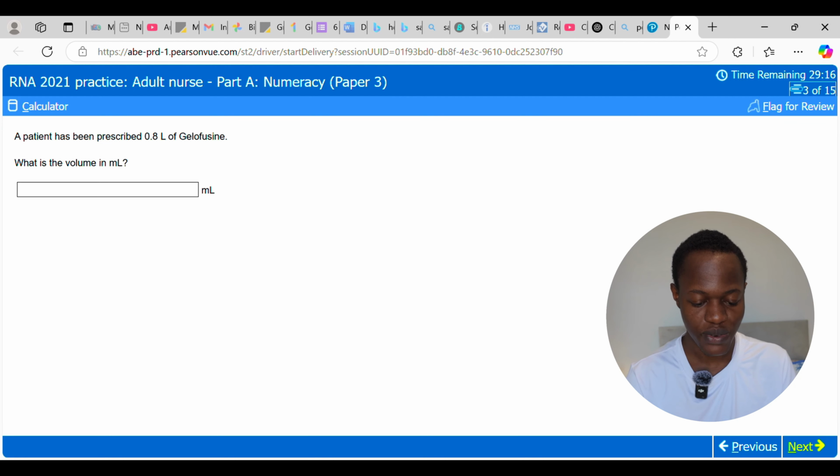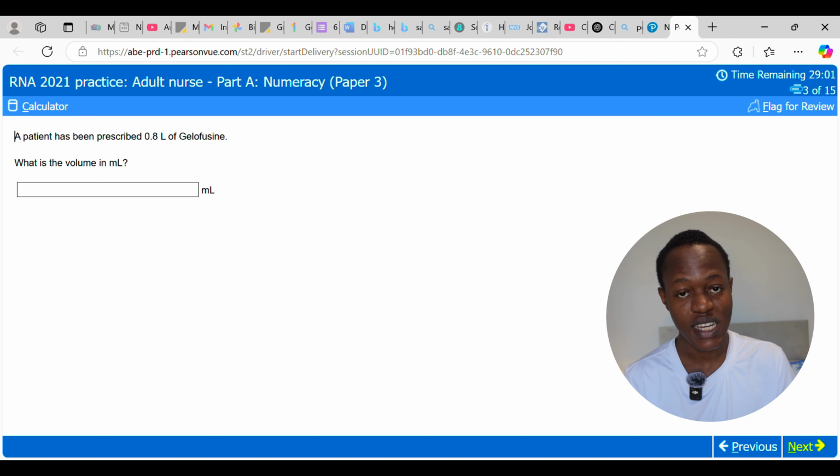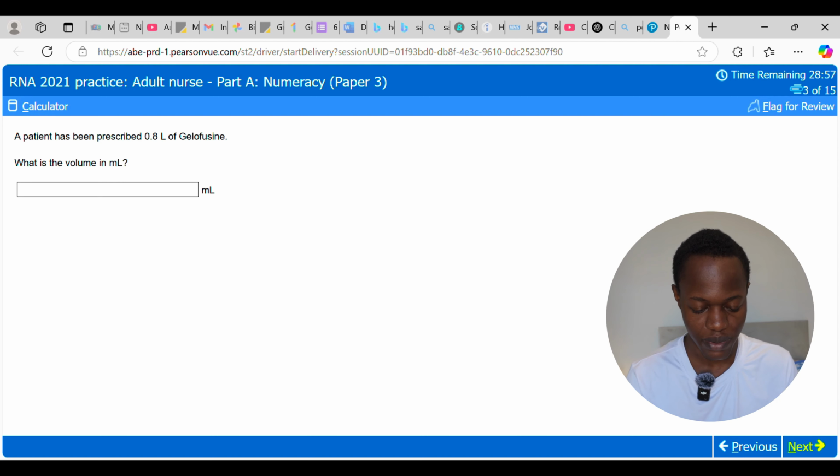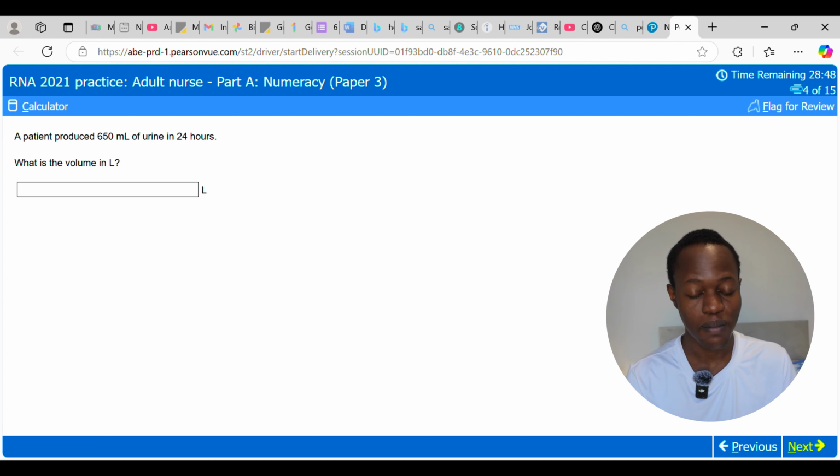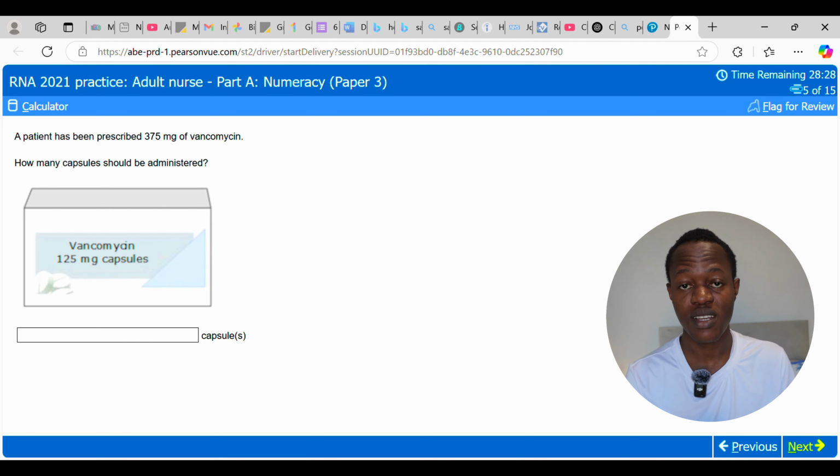A patient has been prescribed 0.8 liter of gelofusine. What is the volume in ml? We all know that 1000 milliliter is 1 liter. So 0.8 liters times 1000 gives us what? 800 ml. Isn't that too much though? A patient produced 650 ml of urine in 24 hours. What is the volume in liters? That is 0.65 liters. Please take note that where the units have already been provided for me, I am not putting them in at all.